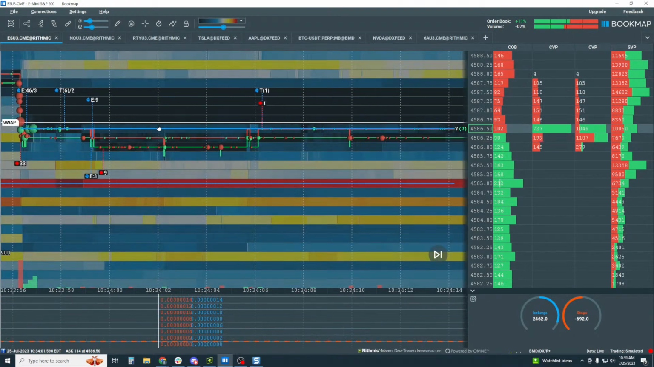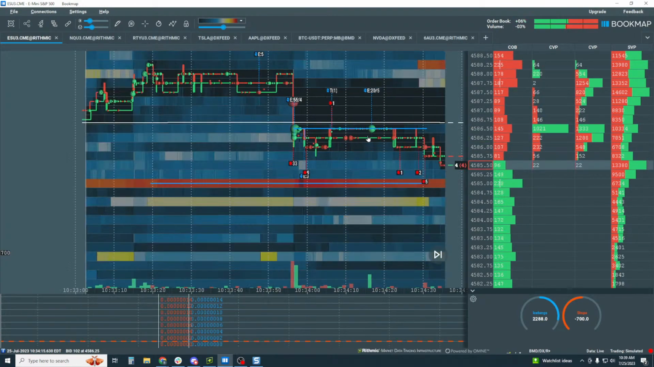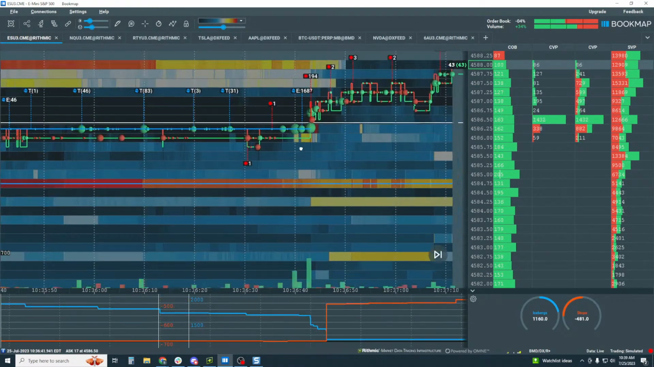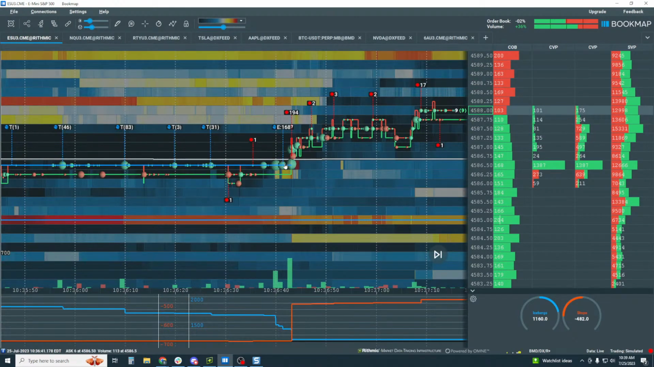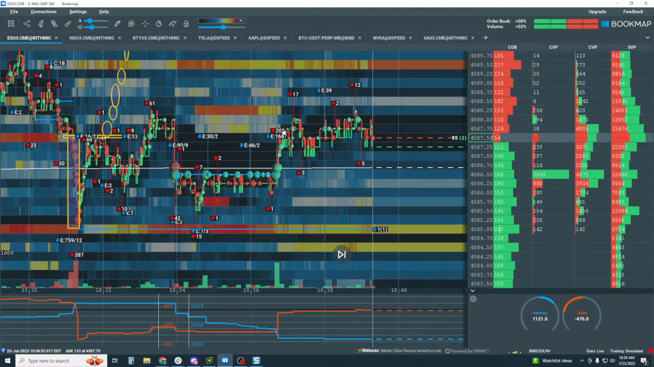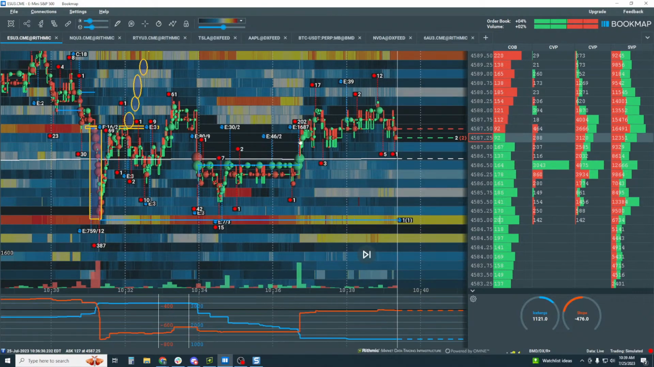It cannot fill this area in here because there is an iceberg, okay, getting filled. Once that iceberg got filled, look what happened. Then this area filled, right? This whole dark area in here, then price was able to move higher. All right. So there's some great market activity in here to check out.